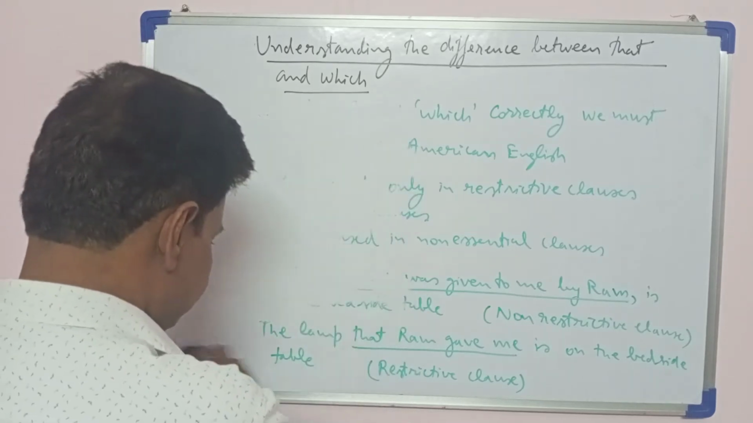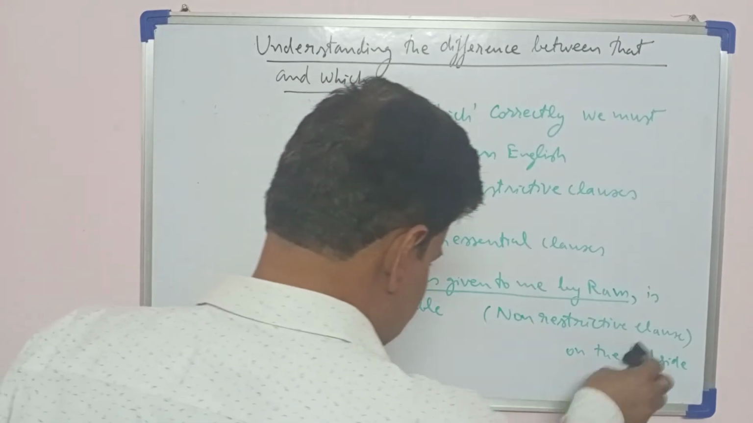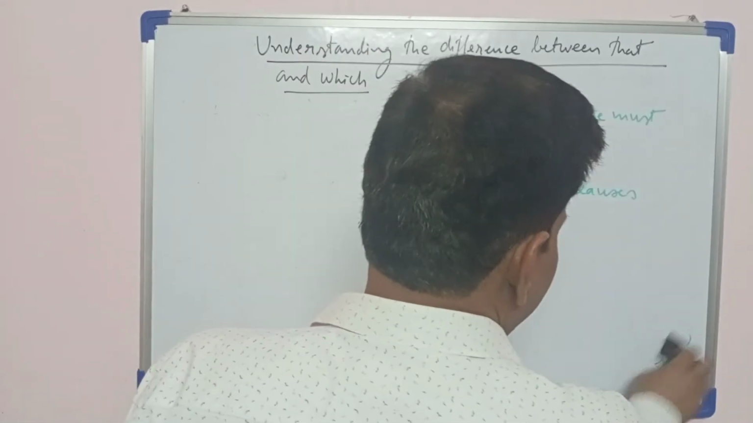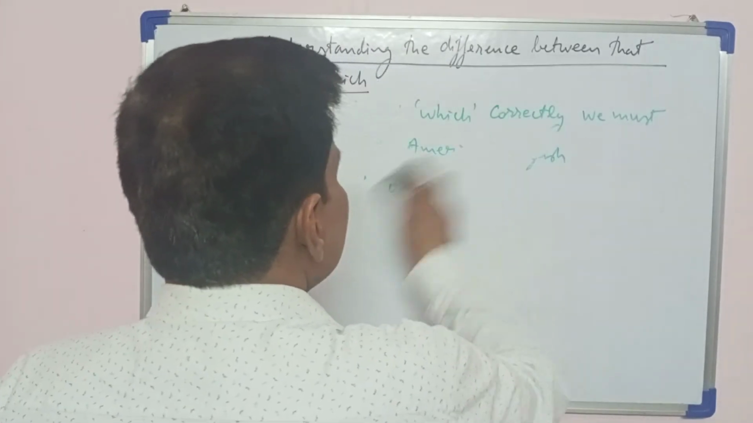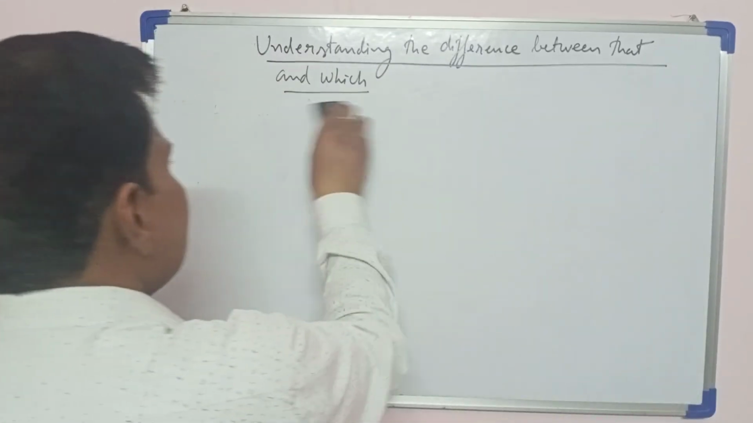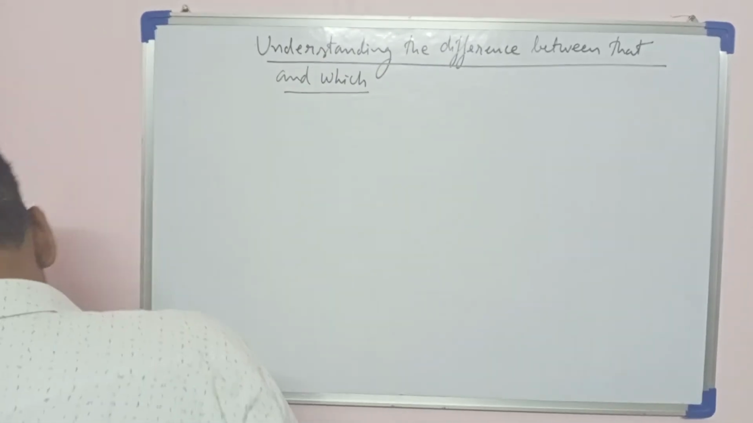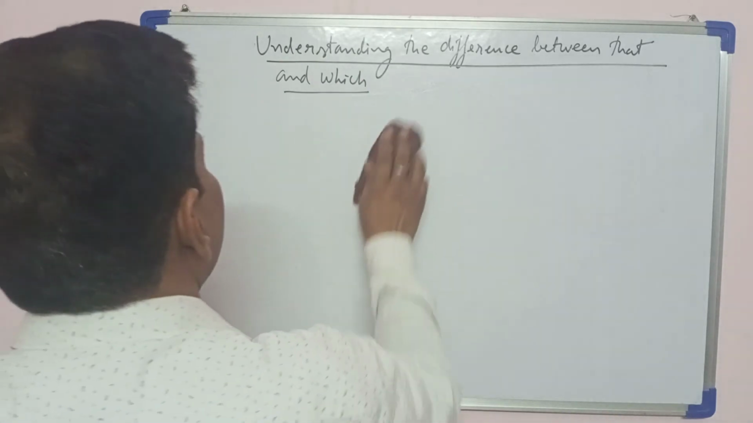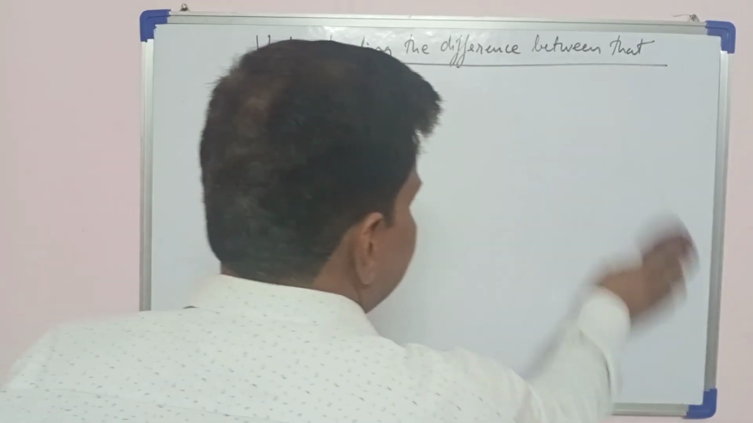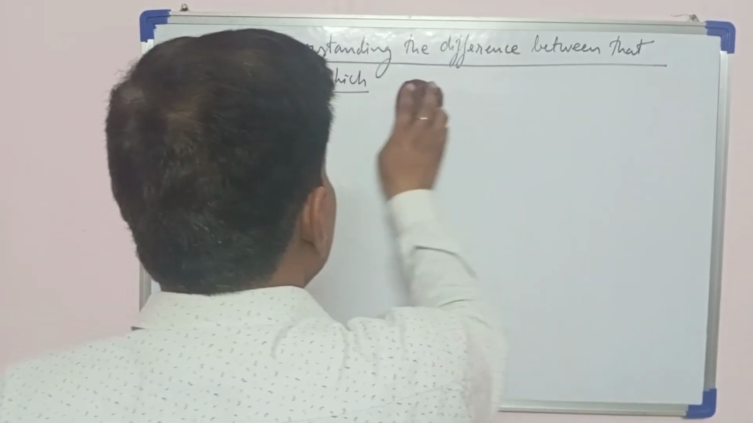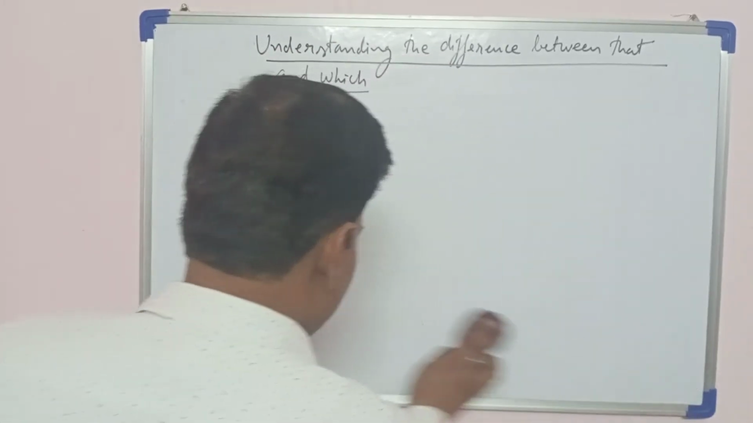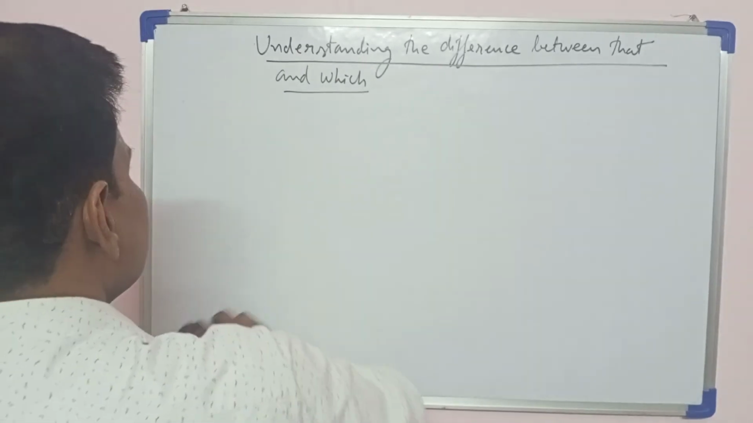So let's see. There is a basic rule that which should be used in the non-restrictive clauses and that in restrictive clauses. Or in other words, we can say that will not be preceded by any comma, which is preceded by the comma, but that is not preceded by any comma. That is the basic difference.